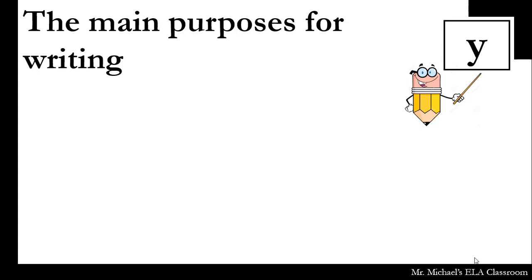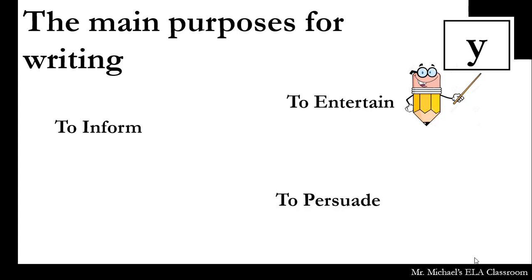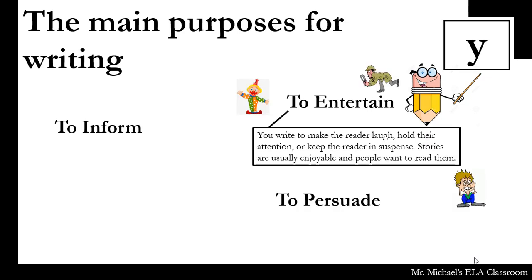The main purposes for writing. I'd say the top three are to entertain, to inform, and to persuade. To entertain is when you write to make the reader laugh, hold their attention, or keep the reader in suspense. Stories are usually enjoyable and people want to read them. So to entertain could be a story, could be a script, could be any number of things.